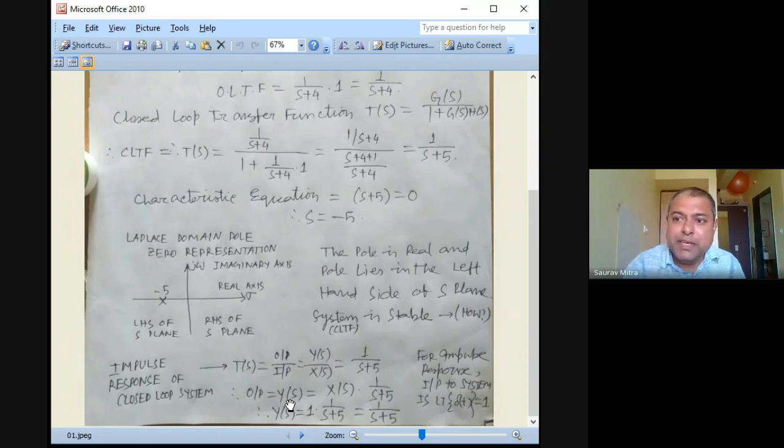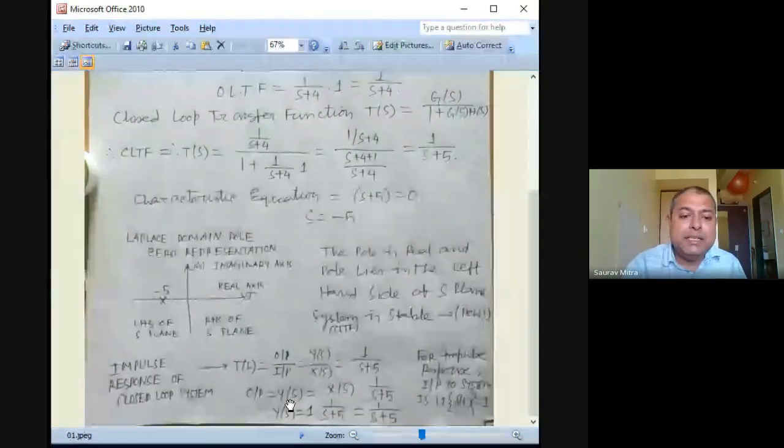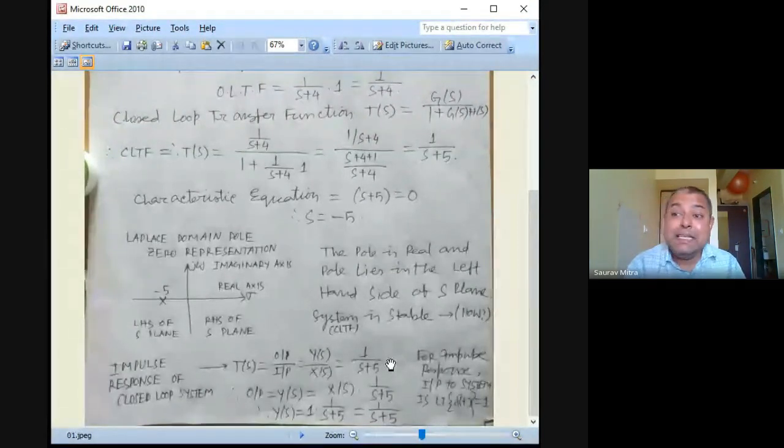Very important point, I am repeating once again. T(s), I know, is 1 by (s+5). I am asking you to find the impulse response of the system in time domain. All these things are in the frequency domain, that is complex frequency or Laplace domain, but I have to find the time domain impulse response. So first I should know the Laplace domain impulse response. How to find it? Y(s) by X(s) is 1 by (s+5). We have found it out.